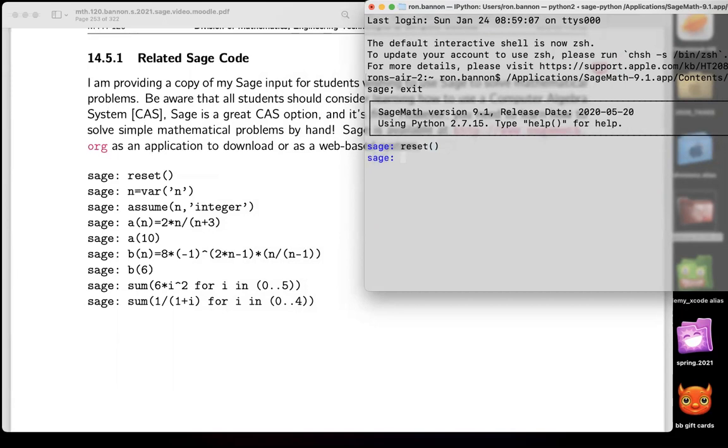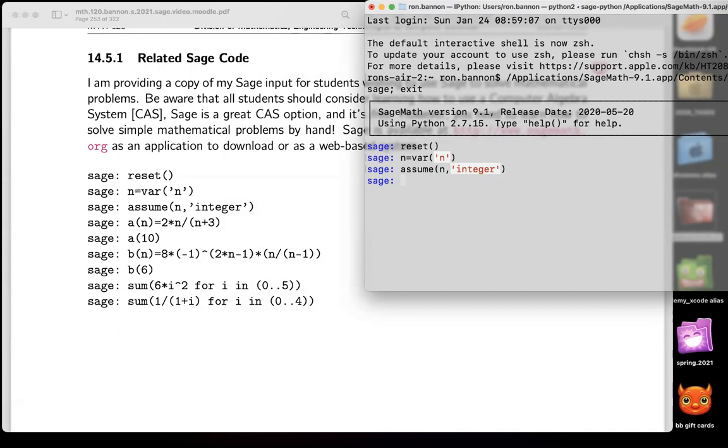Basically, reset gives me a clean slate, getting rid of any junk memory or variables that were defined before. I'm going to say n is a variable. I'm defining a variable n, and I want SAGE to assume that n is an integer. I don't want it to be anything except an integer, like 0, 1, 2, 3, minus 1, minus 2, minus 3. So n right now is a variable, but it's an integer.